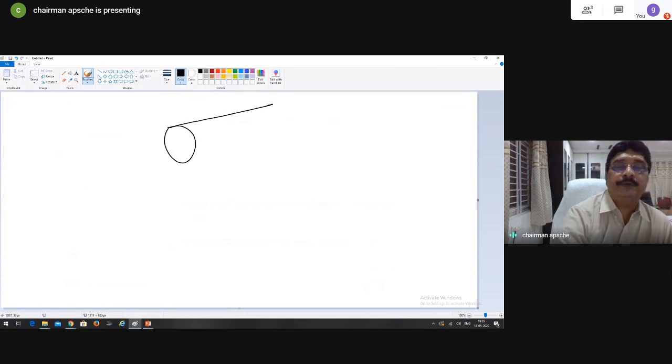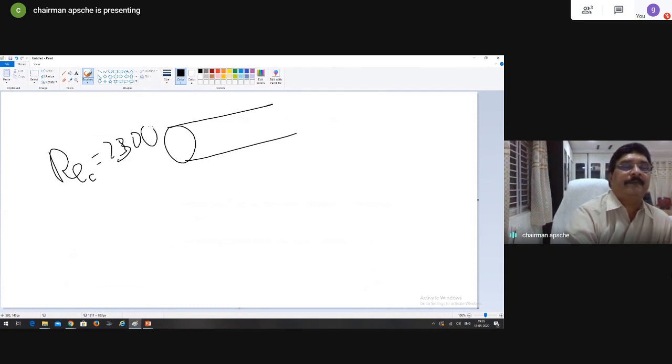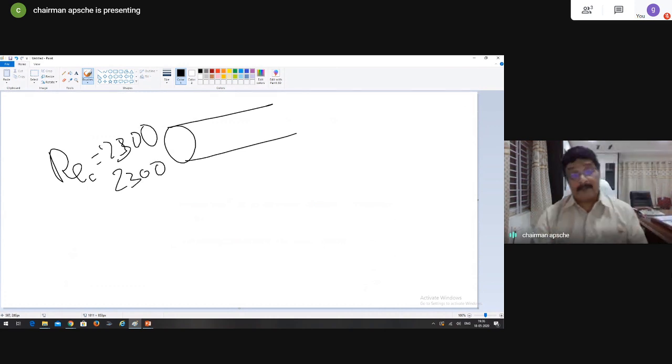When fluid is flowing through a pipe, the critical Reynolds number for all internal flows will be 2300, unless otherwise specified in the problem. In the problem, you may be told the critical Reynolds number is 2100, and don't ever say you are fixed to 2300. Unless otherwise specified, you take it as 2300. When it is specified, take that value. When the Reynolds number is less than 2300, it is laminar. Greater than that, it is turbulent.